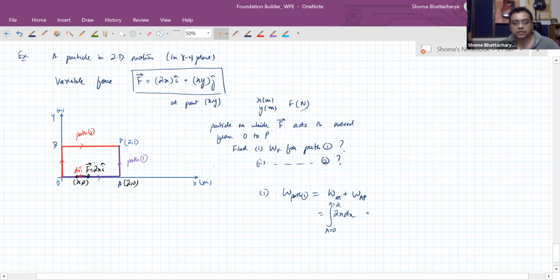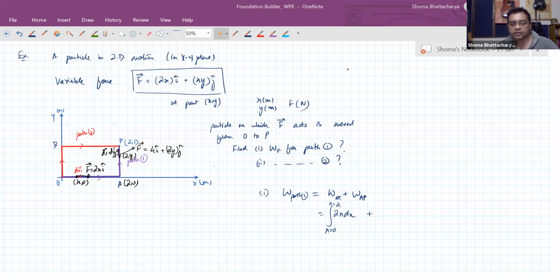And likewise we'll come for the AP part also. Now in the AP part, you can see that you are at a point like this, whose coordinate is 2, y. So the force has a general value, which is 4 i cap plus 2y j cap, whereas the displacement is along the y axis. So this is dy j cap at this point.